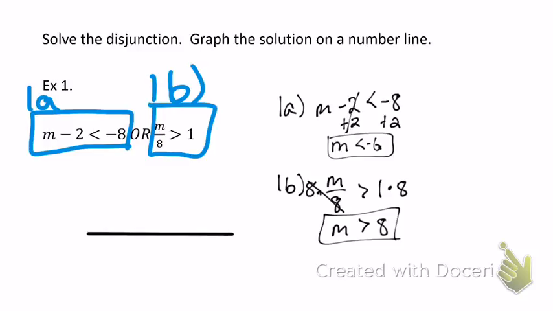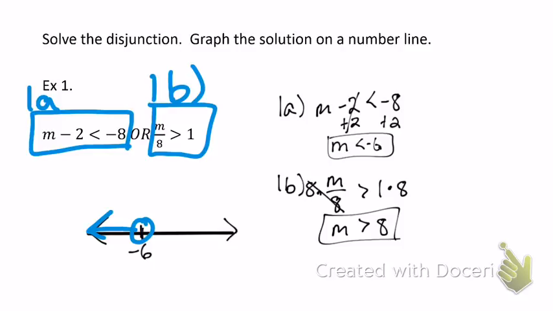Now we'd put those on a number line. So I got to draw my number line this time because I wasn't given one. So I know my first one is at negative 6. I have a less than, so I'm going to put my open circle and my arrow points to the left. Voila, done with that one.